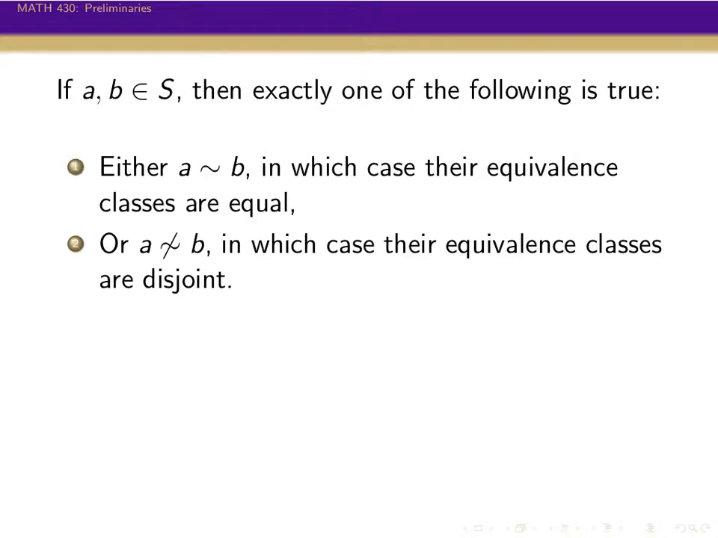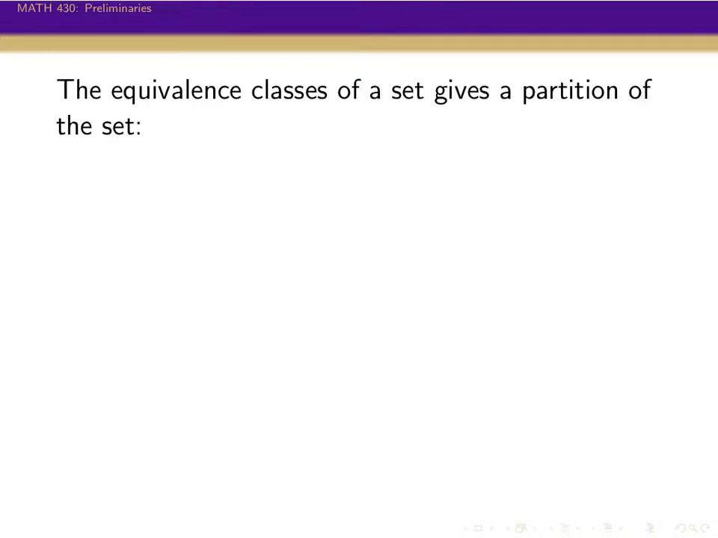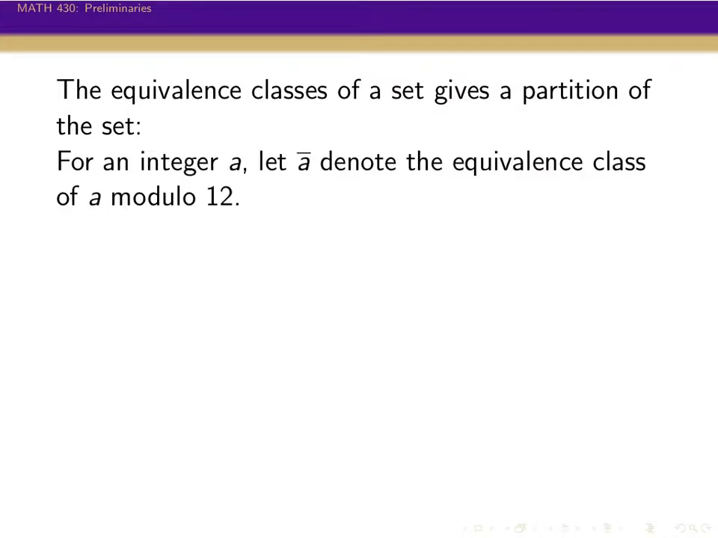On the other hand, if they're not equivalent to each other, then their equivalence classes can't share anything. Their intersection has to be empty, in which case we'd say their equivalence classes are disjoint. If A and B share anything in their equivalence class, then by transitivity, they'd have to be equivalent to each other. So if they're not equivalent, that means they can't share anything in their equivalence class. Well, this gives a natural, what's called a partition of the set. So what does that mean? It means that we can break the set up into separate pieces that don't intersect each other at all based on the equivalence relation.